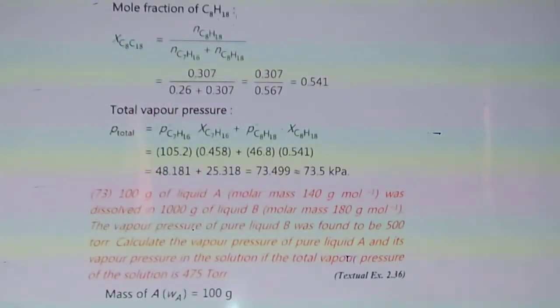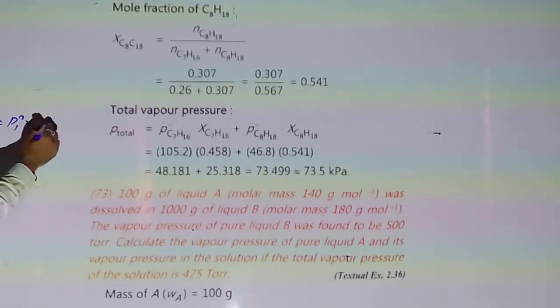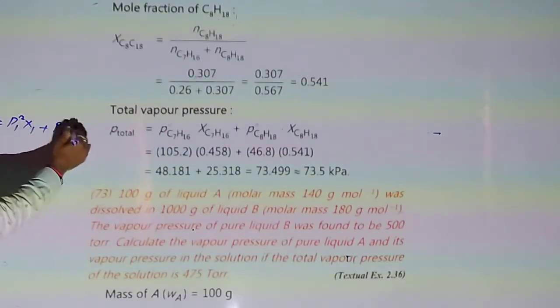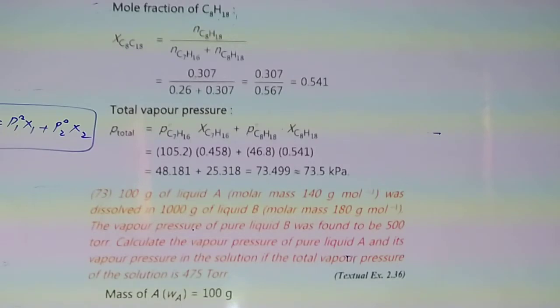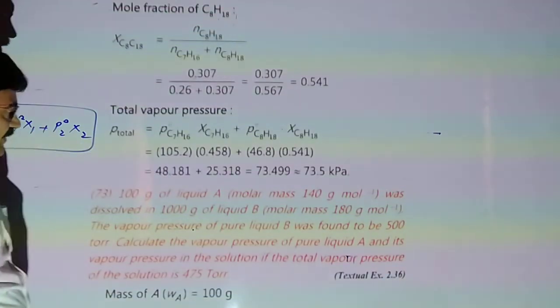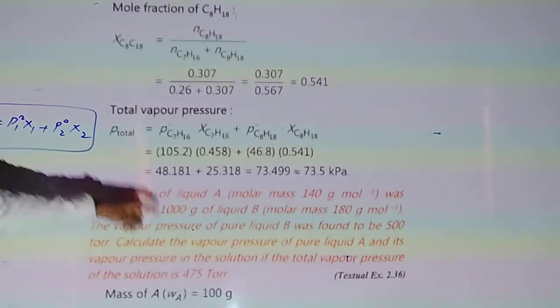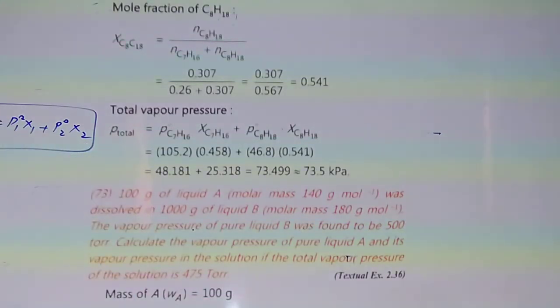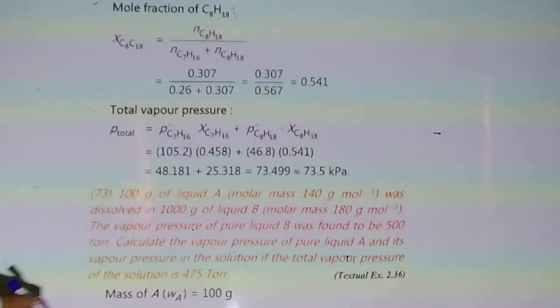So total pressure will be P°1 into x1 plus P°2 into x2: 105.2 into 0.458 plus 46.8 into 0.541. So 730.5 kilopascal is our answer.